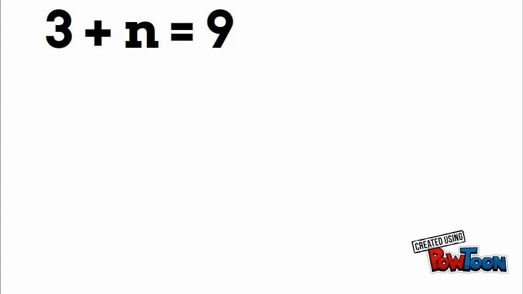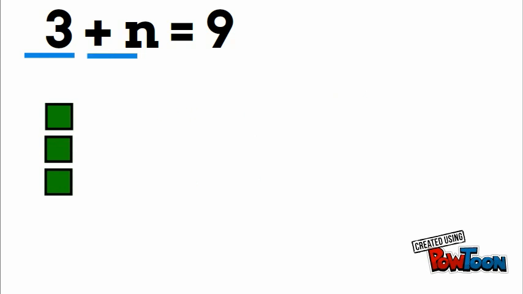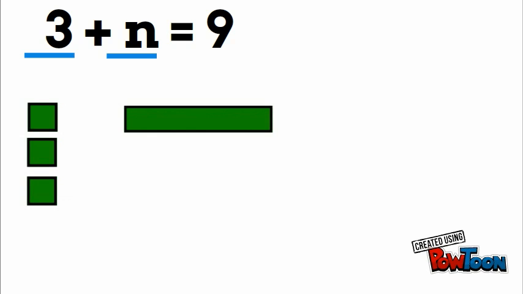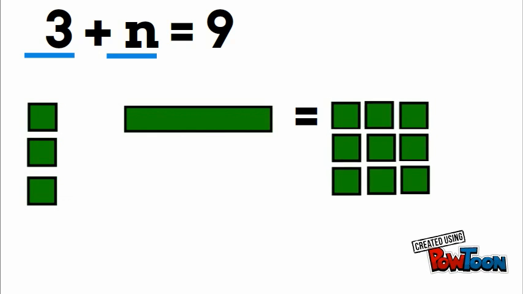Here's another equation. 3 plus n equals 9. So let's use our algebra tiles. Well, 3, I'll use 3 units plus n. That's our variable, so I'll use my algebra rod. So 3 plus n equals 9. So I have to represent 9 on the other side of my equal sign.